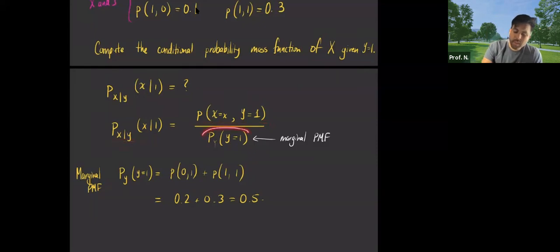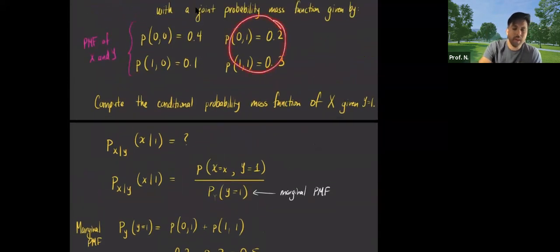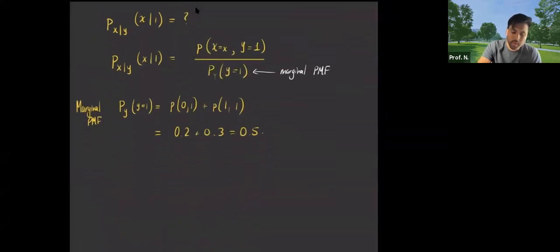So first we're finding this here on the bottom because that's an easy one. That's saying what's the probability of just getting Y equals 1? Well, you just add up the ones that have Y equals 1, and then everything else. We're just accumulating those. And that should be 0.5. Now, what's the probability that X equals x, Y equals 1?